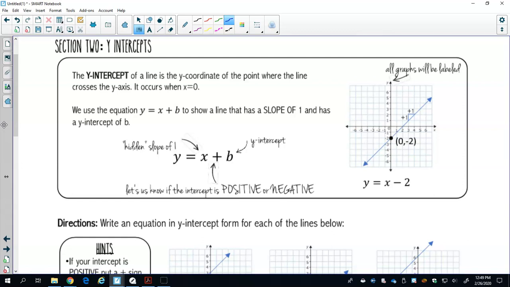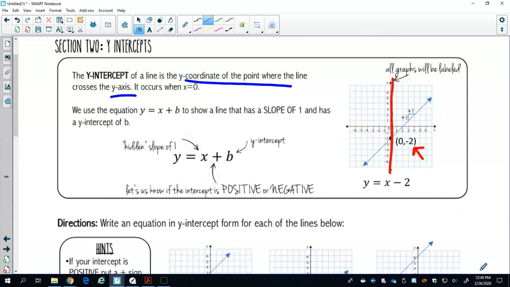So this tells us that the y-intercept of a line is the y-coordinate of a line where it crosses the y-axis. I've been telling you guys over and over again, you're looking at where the line is going to cross your y-axis. And it occurs when x is equal to 0. So our y-intercept here is -2 because it's crossing the graph at -2.